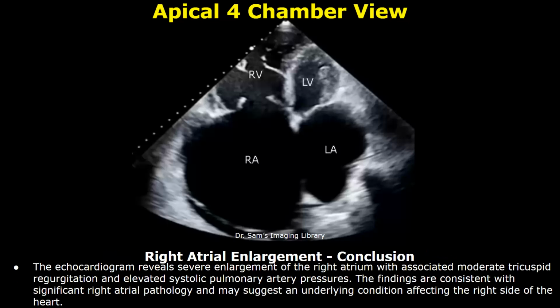And here is the conclusion of this report. The echocardiogram reveals severe enlargement of the right atrium with associated moderate tricuspid regurgitation and elevated systolic pulmonary artery pressures. The findings are consistent with significant right atrial pathology and may suggest an underlying condition affecting the right side of the heart.